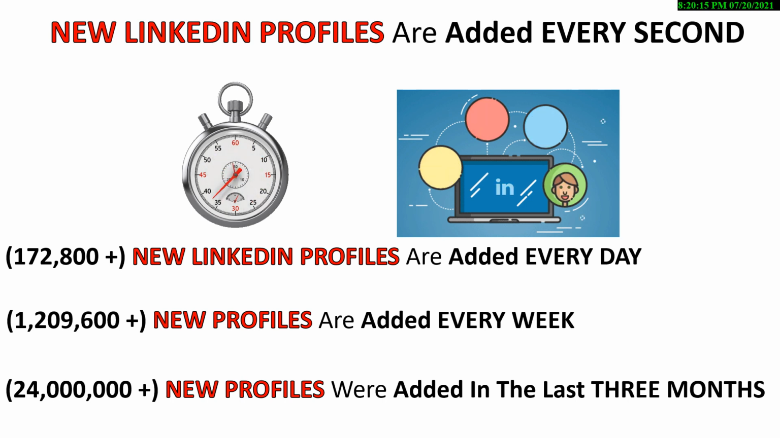actually, that number is not correct. In the last 90 days, 28 million profiles were added. Last month, 11 million. So if you had 28 million profiles, that averages out to about 9 million a month. But last month it was 11 million.